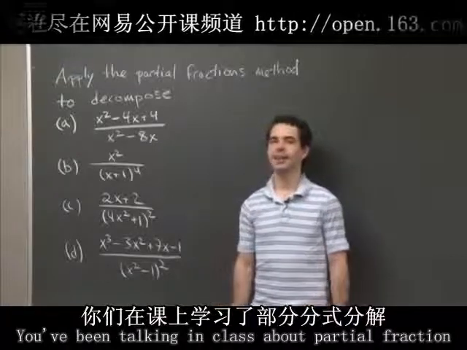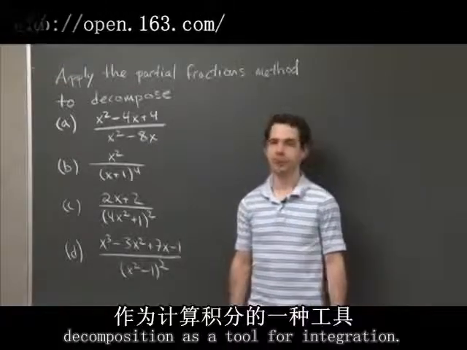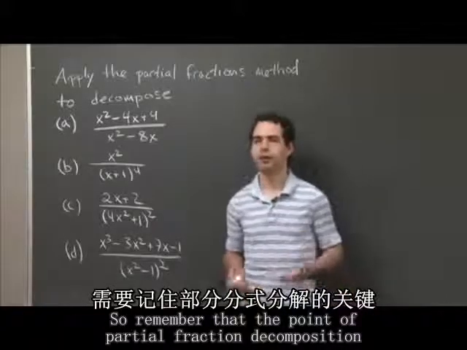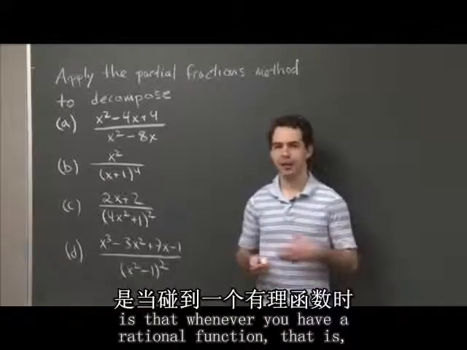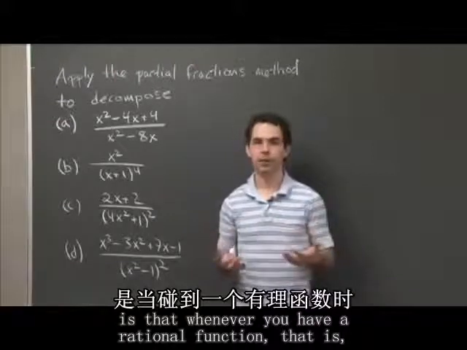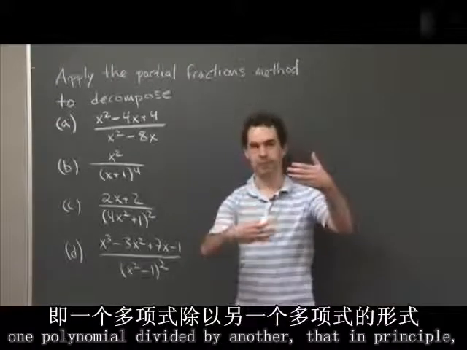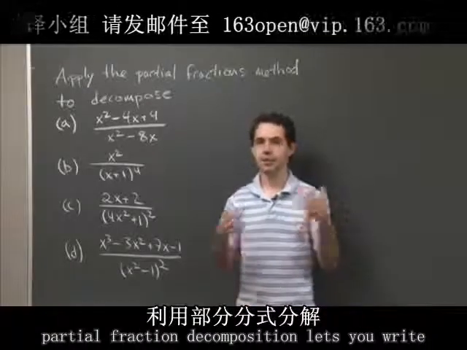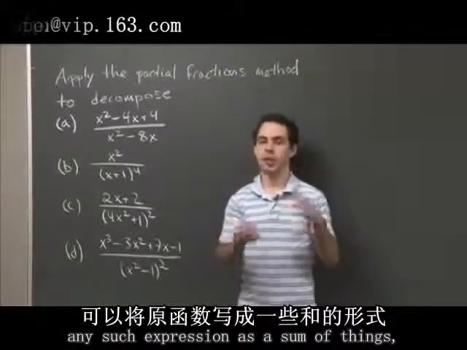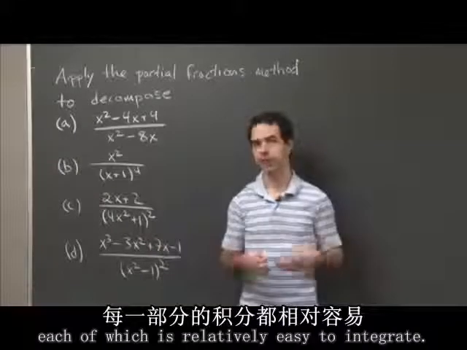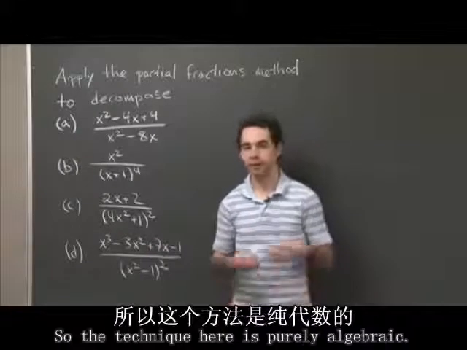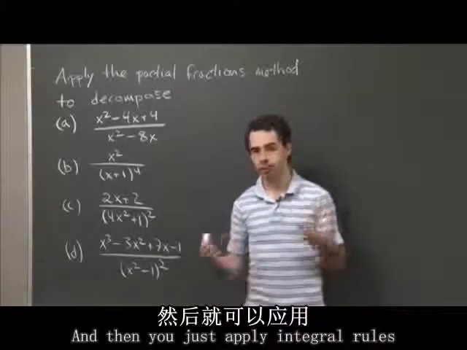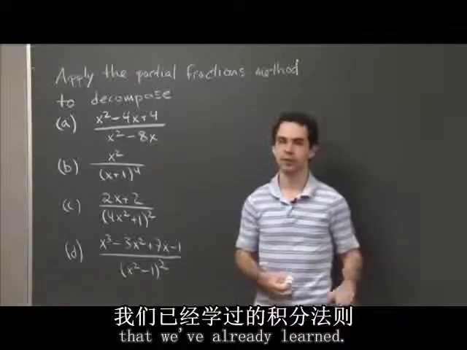You've been talking in class about partial fraction decomposition as a tool for integration. So remember that the point of partial fraction decomposition is that whenever you have a rational function, that is one polynomial divided by another, in principle partial fraction decomposition lets you write any such expression as a sum of things, each of which is relatively easy to integrate. So the technique here is purely algebraic. And then you just apply integral rules that we've already learned.